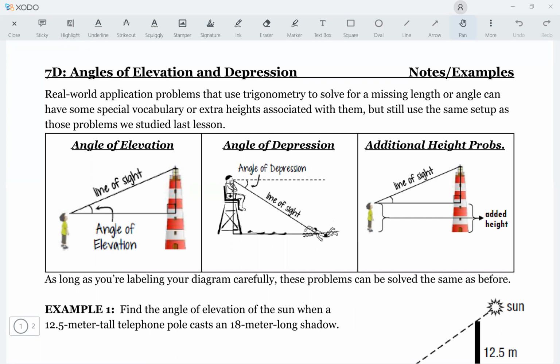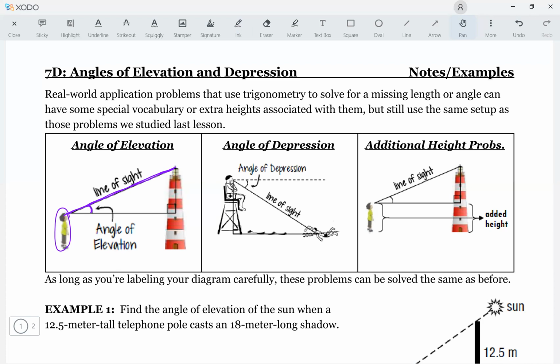So in our first diagram, you notice we have angle of elevation. We have our person sitting down at the bottom looking up, so their line of sight goes directly to the top. In this case, it's a lighthouse. The angle of elevation is how much they would actually have to tilt their head up, compared to if they were looking straight ahead, versus tilting up to the top of the object or the lighthouse. Angle of depression would be how far they have to tilt down.